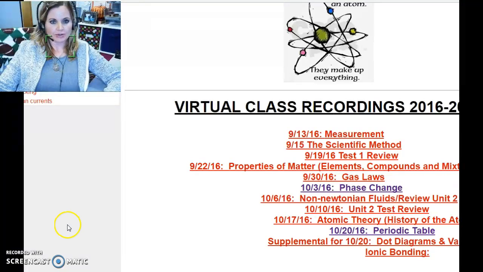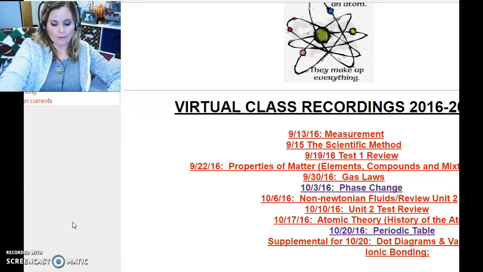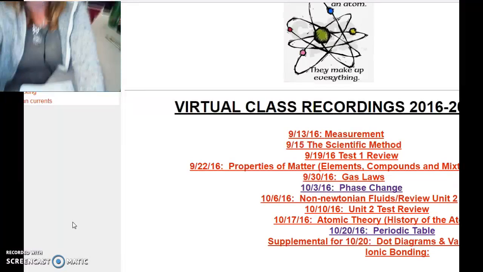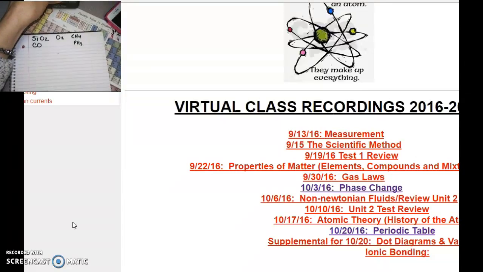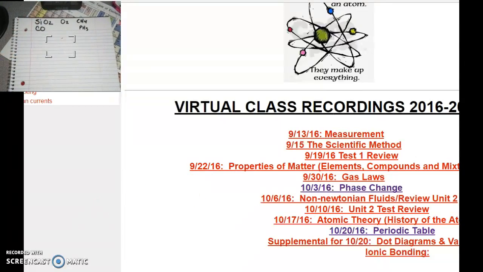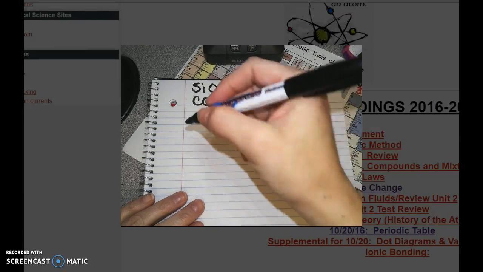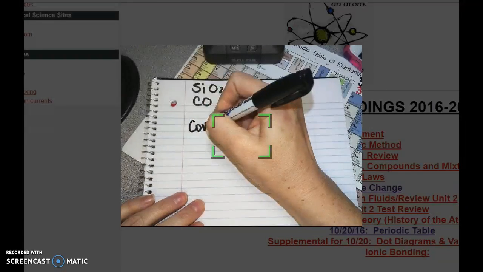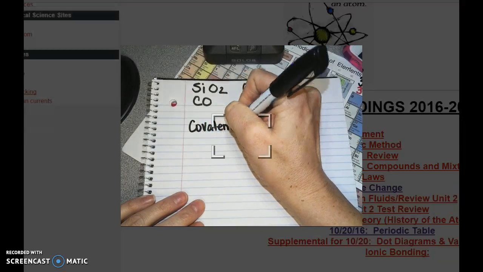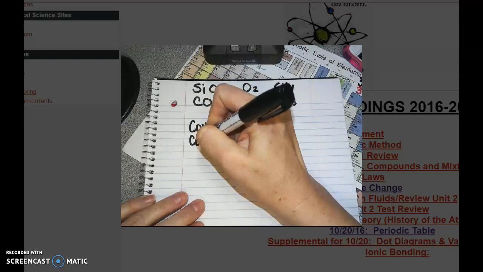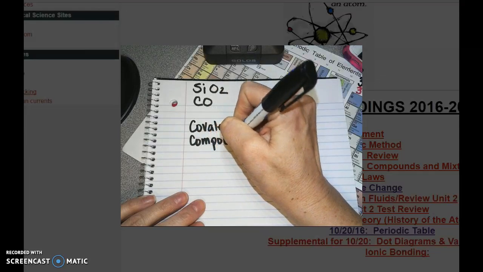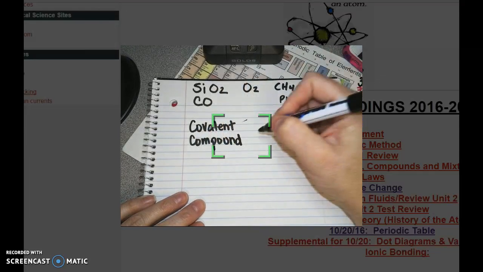So I'd like to, as usual, turn you to my handy dandy notebook. Let's go ahead and aim the camera down here so you can see what I've got going on. And I'm going to make the screen as big as I can so that you can see this a bit better. So, unlike an ionic compound, a covalent compound is where electrons are shared.